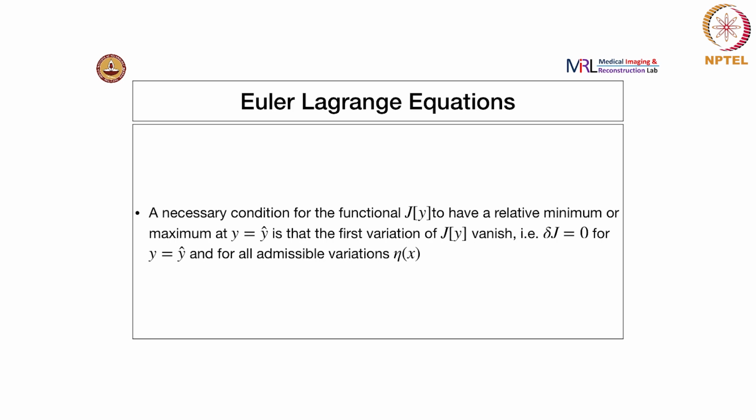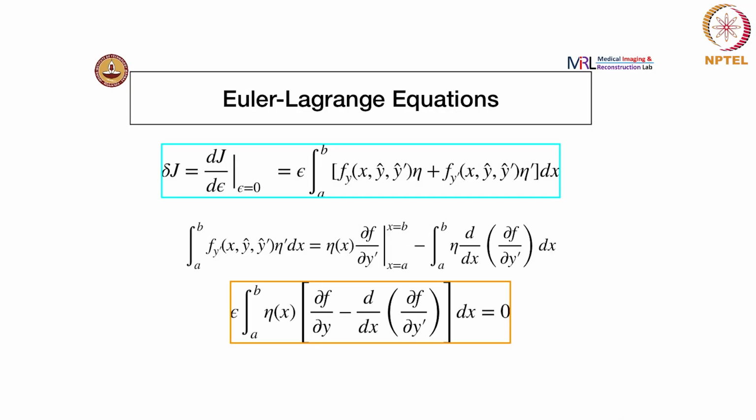That is, delta J equal to 0 for y equal to y hat and for all admissible variations eta of x. Once this is done, we can look at what happens if we set this to 0. Again, another way of looking at it is that you are setting the first derivative to 0. That's an easier way to look at it. Set that to 0, right?